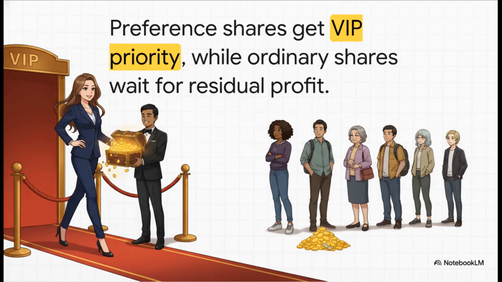Our preference shareholders, they are the VIPs right at the front of the line. By definition, they're entitled to an agreed rate of dividends, and crucially, they absolutely must receive their payments before anyone else even gets a look. Ordinary shareholders, on the other hand, are standing back in general admission. They wait at the very back of the line and are only entitled to dividends after every single preference shareholder has been fully paid.